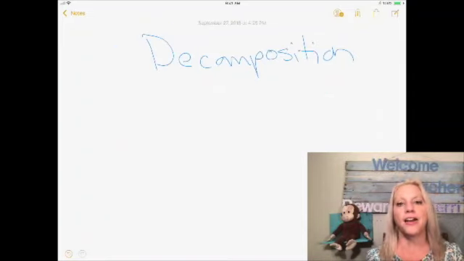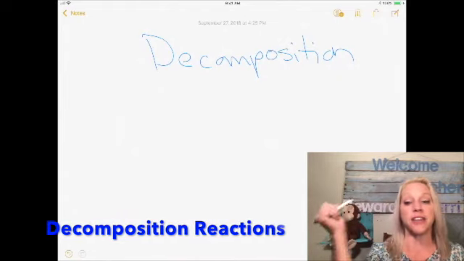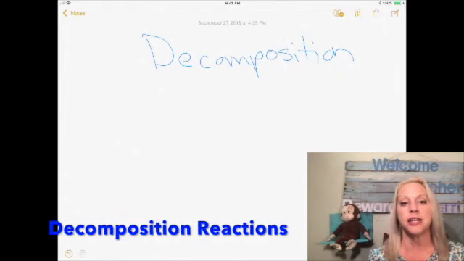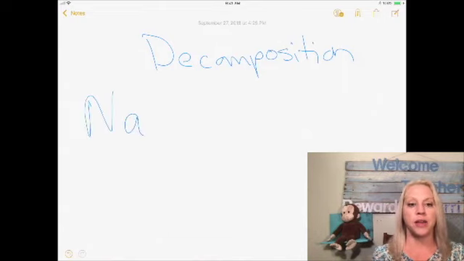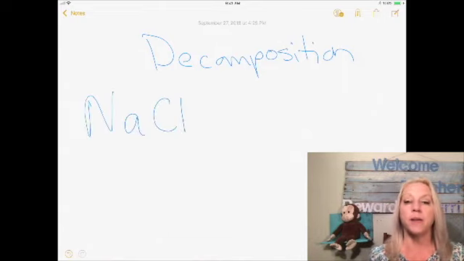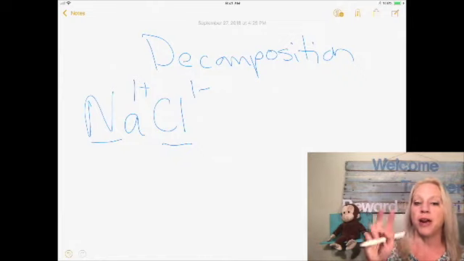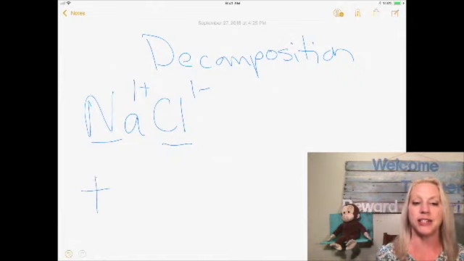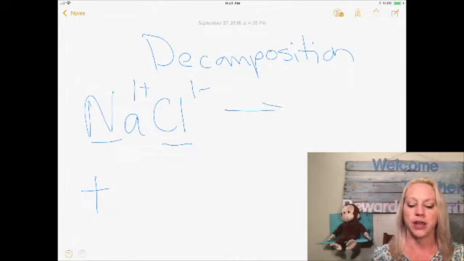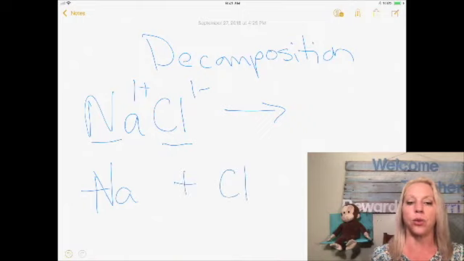All right, decomposition. This is exactly the opposite of what synthesis is. So if I looked at sodium chloride, I don't have to worry about balancing the charges on sodium chloride. In this case, we have 1 and 1. That's because sodium has a +1 charge and chlorine has a -1, so they already cancel each other out. When they break apart, I need 2 products. So I'm going to need to consider what they'll break down into. In this case, I am going to have sodium as one product, and I'm going to have chlorine.